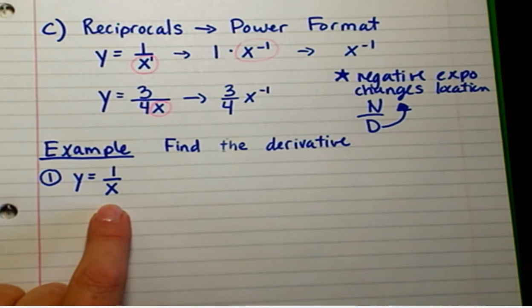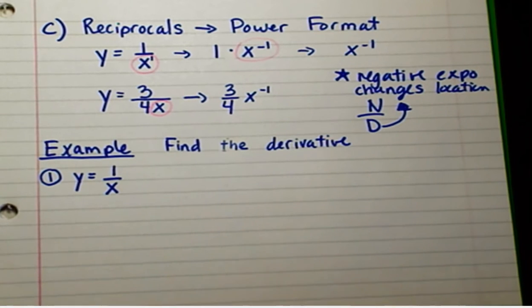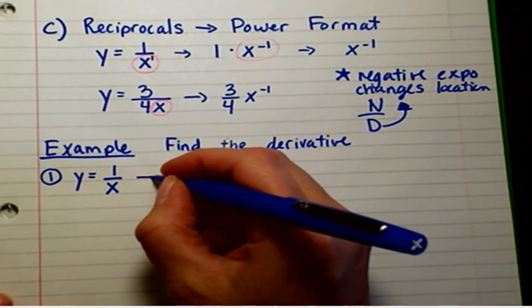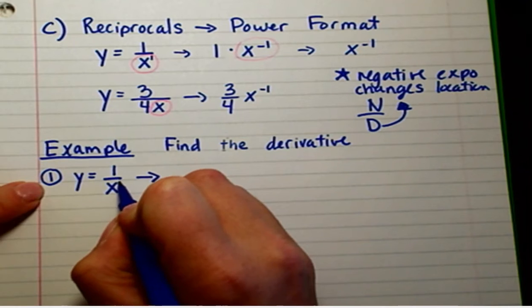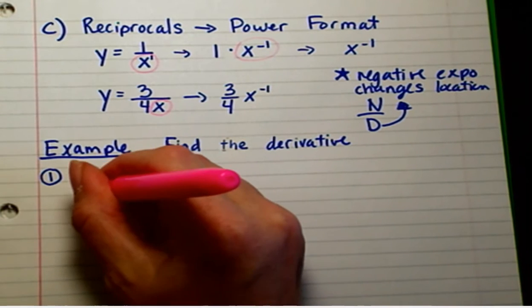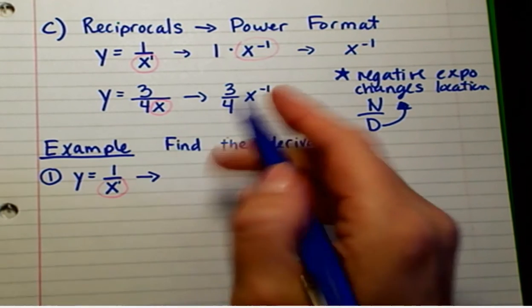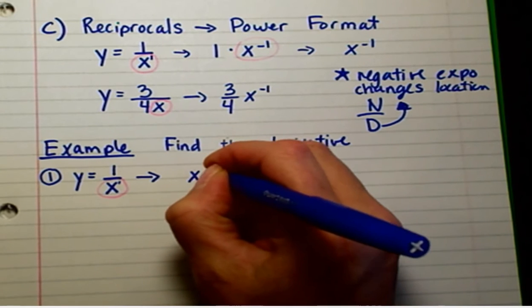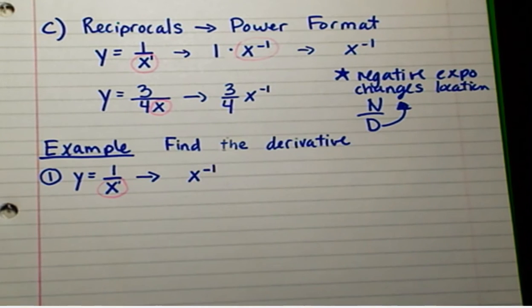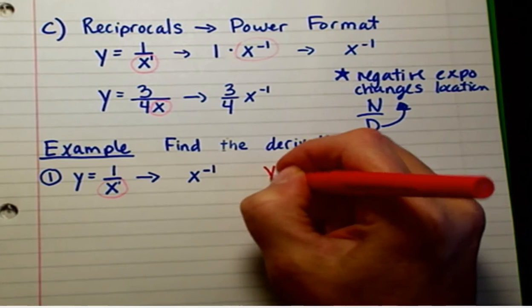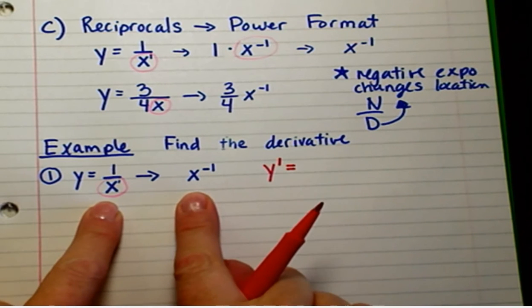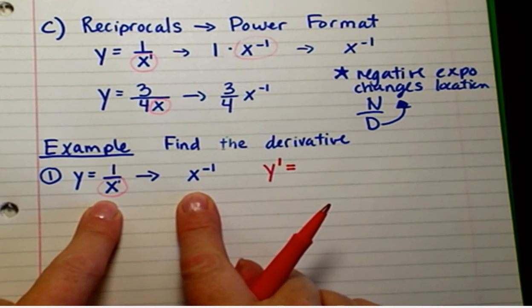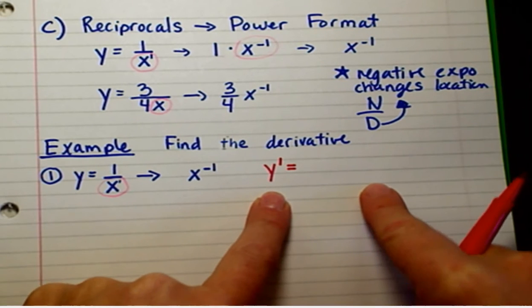If I want to use the power rule, it has to be in power format. So the first thing we're going to do is change it to power format. The x needs to move. That's the part that needs to move. So we get x to the negative 1. Here's where I'm going to use my second color. You can either underline it or highlight it. Now I'm going to do the derivative. Notice up here, all I did is rewrite it. I haven't done anything but rewrite it. Now I'm ready for the power rule.